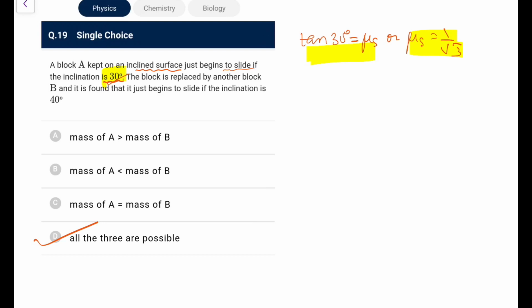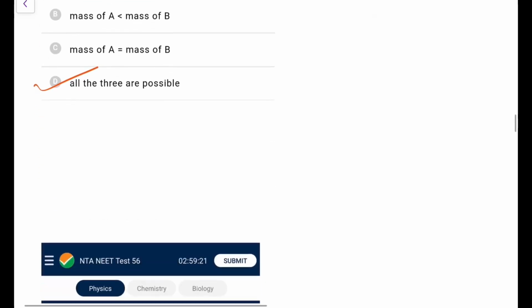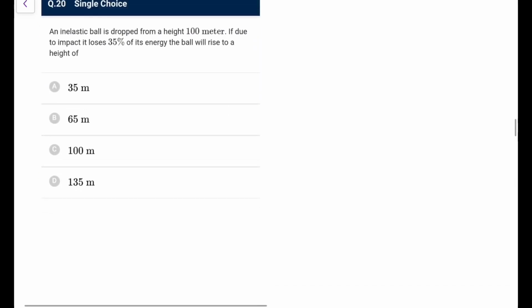I cannot comment whether the block mass is less or greater or equal because mu doesn't depend on it. If the surfaces are the same, it doesn't matter if it is a 2 kg block or a 10 kg block, the sliding angle, the repose angle will be the same. So it's a good conceptual one.